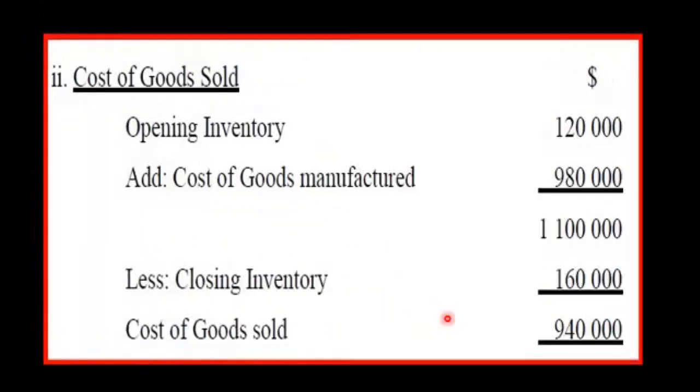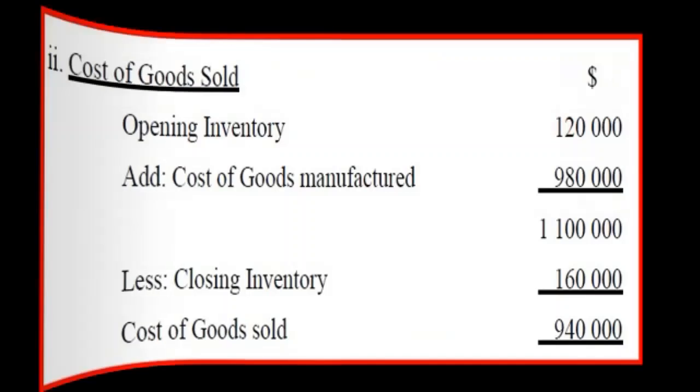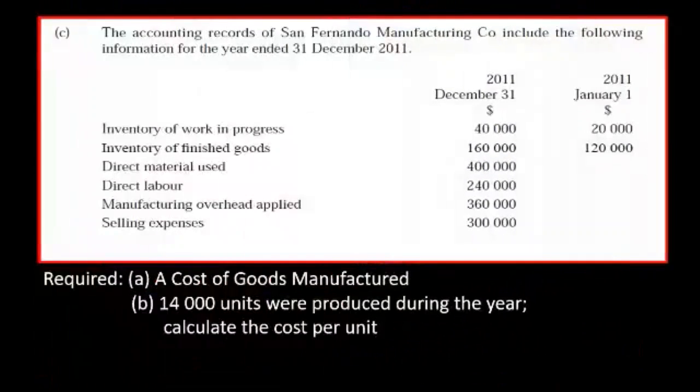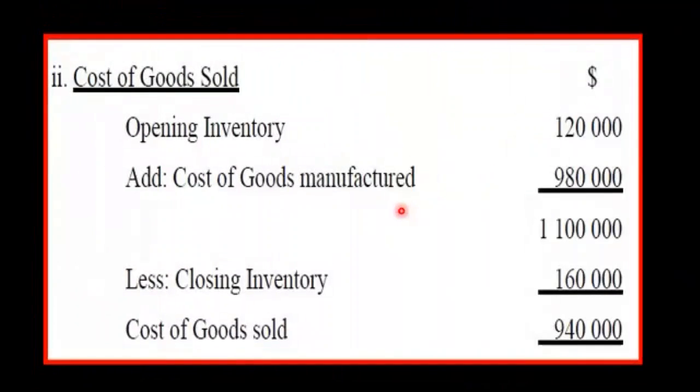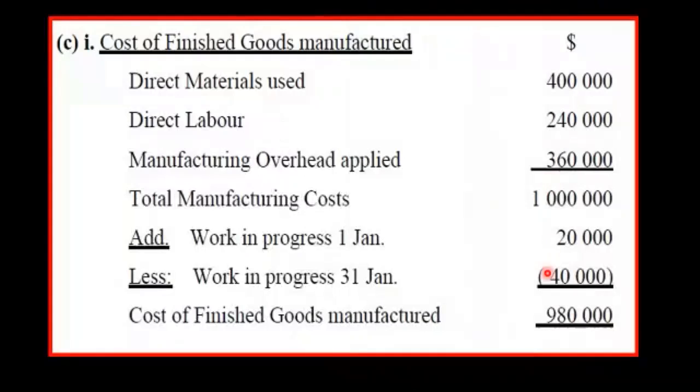When we are doing our cost of goods sold in the income statement, we take the opening inventory of 120,000, right? This figure comes from here, the finished goods, 120,000. Notice the one at the end of the year is 160 at the same time, right? We add on the cost of goods manufactured to it. Now, this is coming from the manufacturing account here, right?